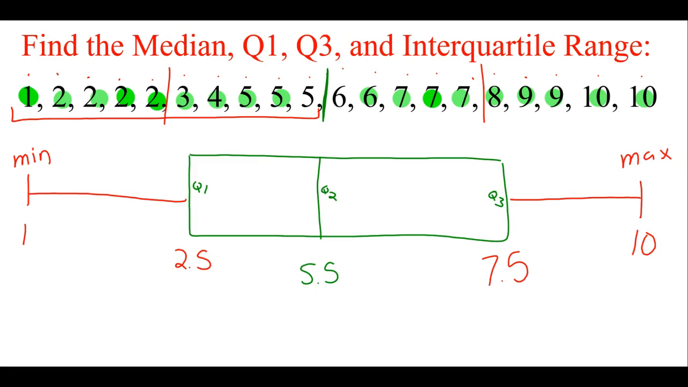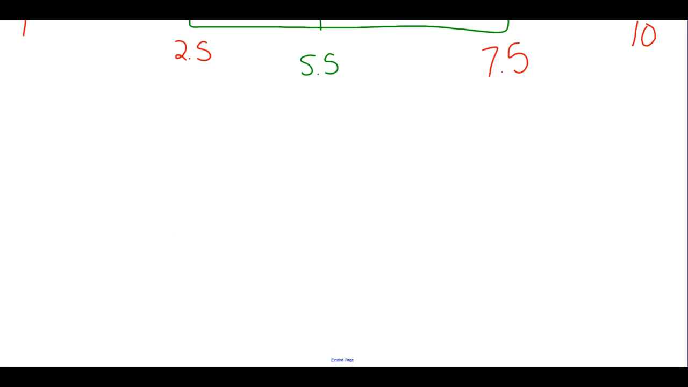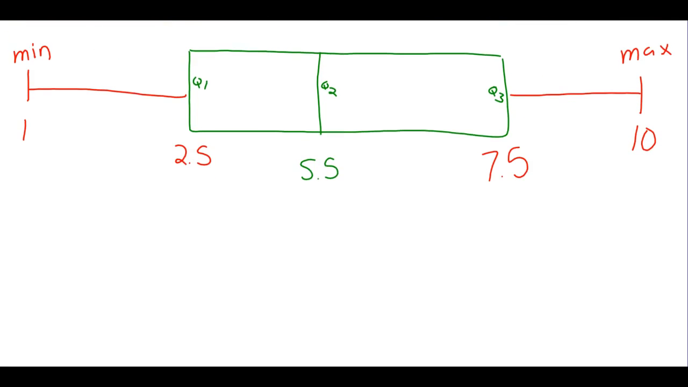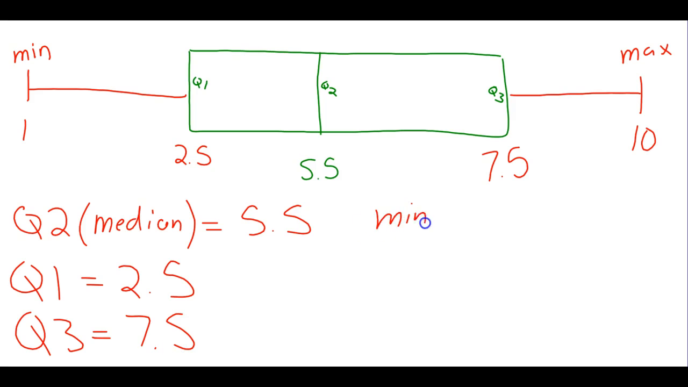They might ask you questions. I'm going to quiz you on a few. What is quartile 2? 5.5. So Q2 is the median, which is 5.5. What is Q1? 2.5. That's the median of the first half. What is Q3? 7.5. What's the min? 1. What is the max? 10.